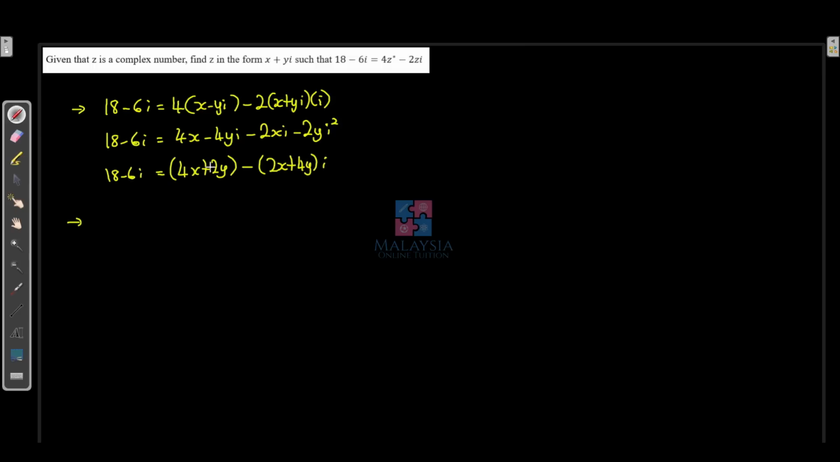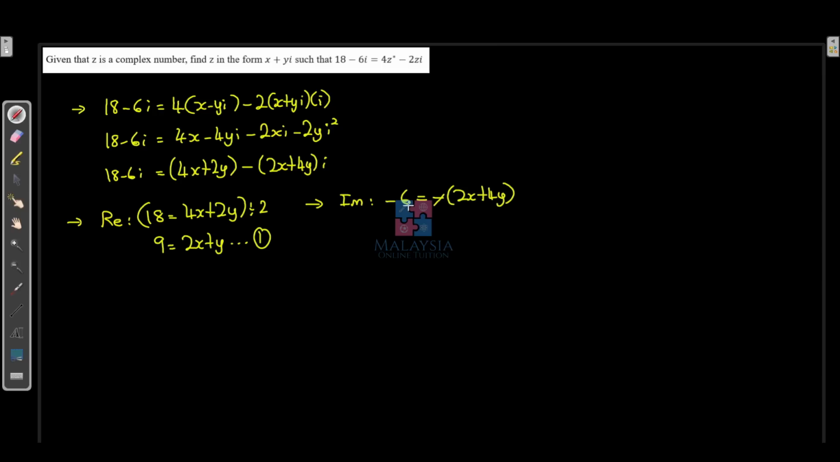So now, since we group the real parts and imaginary parts on the right-hand side, we can equate the real parts on the left and right, as well as the imaginary parts on the left and right-hand side. So 18 equals 4x plus 2y. So we can divide by 2 for everything. So we get 9 equals 2x plus y. So this is the first equation. And then from the imaginary part, we can get from the left, negative 6 equals negative of (2x plus 4y). Okay, so as you can see, we can just cancel the negative.